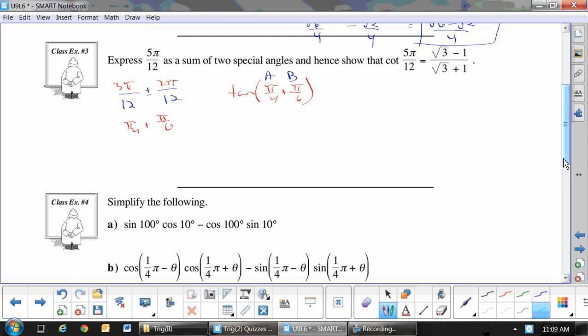Okay? So remember in the formula, wherever there's an A, I will put pi over 4, and wherever there's a B, I'm going to put pi over 6. Okay? So this is tan A. So you go tan pi over 4. You can even put the A there. Plus tan pi over 6. That's B. Yeah, that's good. All over 1 minus tan A, tan pi over 4, tan pi over 6.